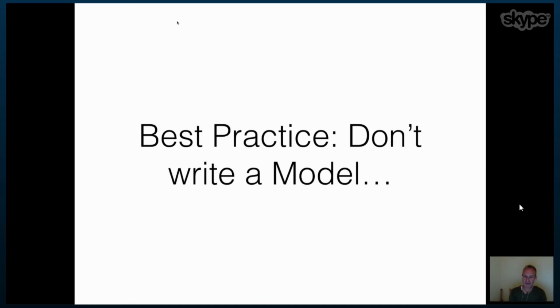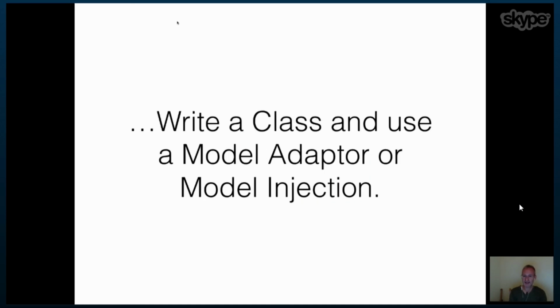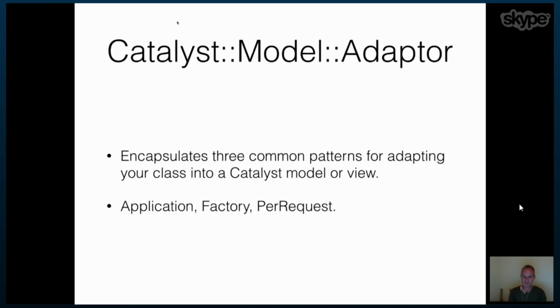So we always say the best practice is not to actually write a model, but to write a class and use a model adapter or model injection. I think we're running a little short on time, so here's Catalyst model adapter, which encapsulates the 3 most common patterns, which are application, factory and per request, and gives you a method for doing that, okay, which makes it a lot easier to do the right thing. So when you're building a Catalyst model, now just to be clear, you could use Catalyst model adapter to build models, but it really should have been called Catalyst component adapter because you could actually also use it for views as well.